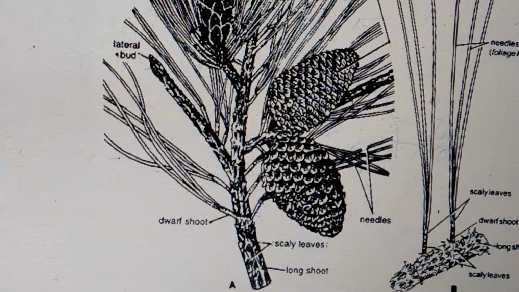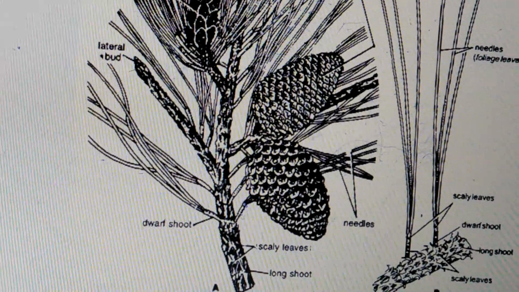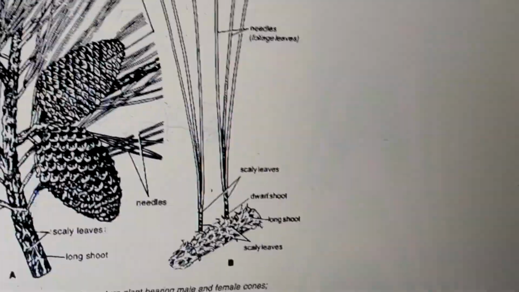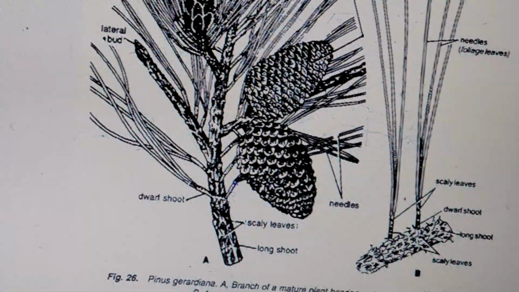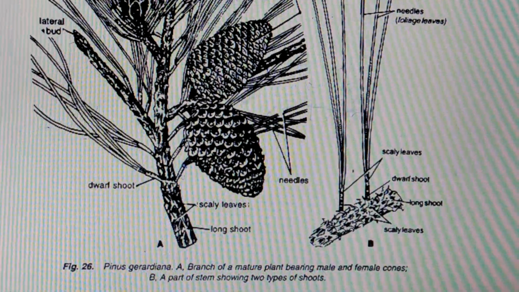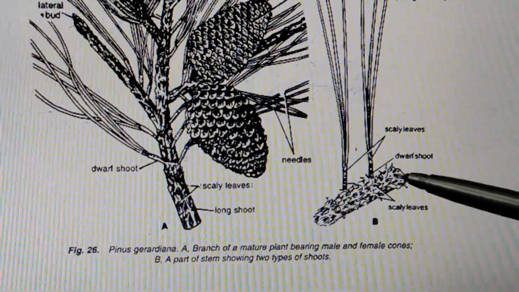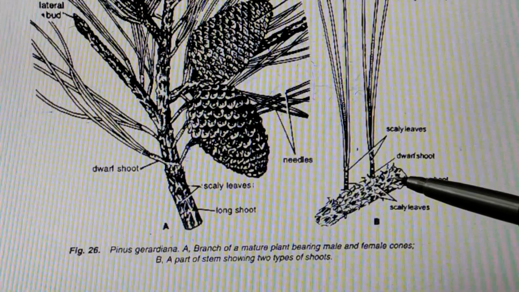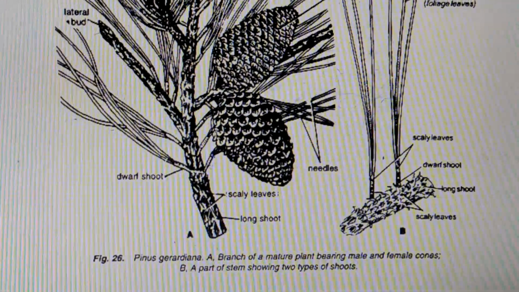Now speaking about the leaves, there are two types of leaves in Pinus. One is foliage leaves, another is scale leaves. Scaly leaves are usually present on both the long shoot as well as the dwarf shoot. So we can make out here the presence of these structures. These are nothing but scaly leaves. Here also scaly leaves are present both on the dwarf as well as the long shoot.